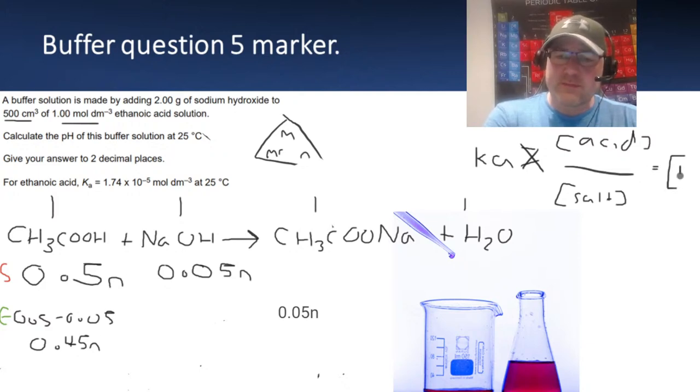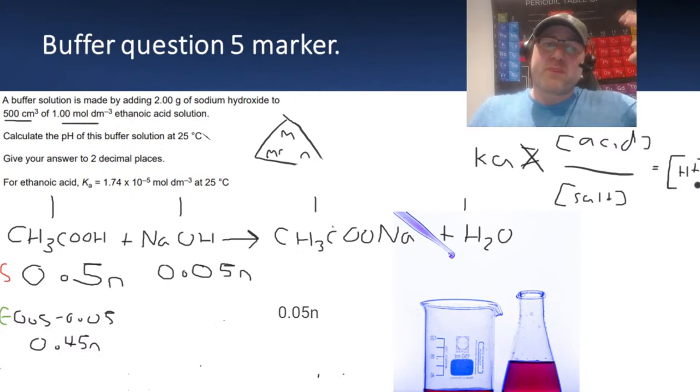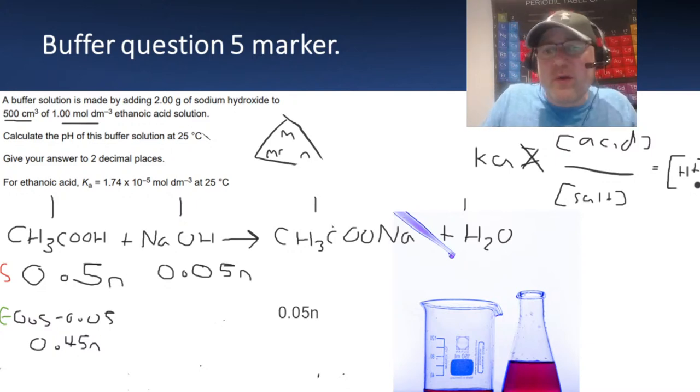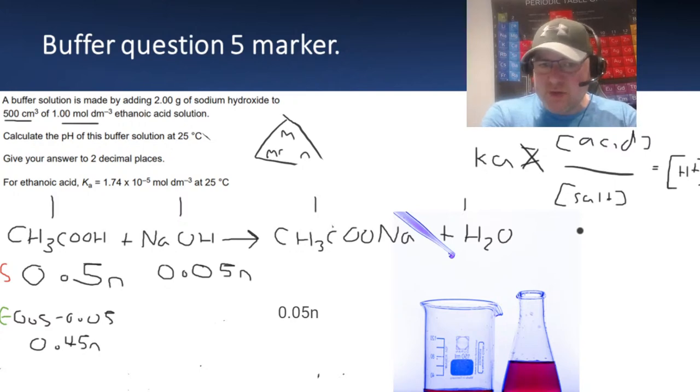Guess what? Do I need to change this? These brackets stand for concentration. Do I need to change this into concentration? Only if the volumes are different. But check this, that's a ratio. So I could actually use moles or concentration. I can, if you want. We can divide by 0.5. If I want to put these into concentration, I can do that.